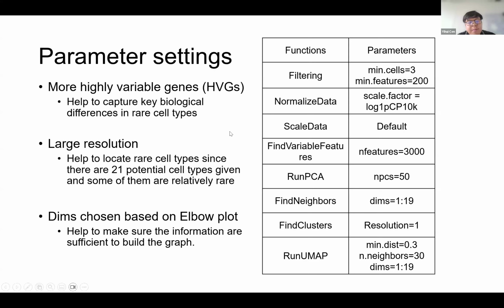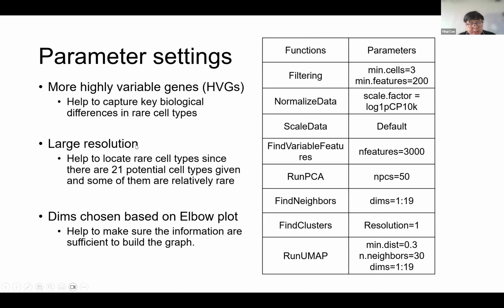The first thing is that the task gives many cell types. One thing I think is that including more highly variable genes in the analysis pipeline can help to capture more key biological differences in rare cell types, because in those 21 cell types there are several that are relatively rare.